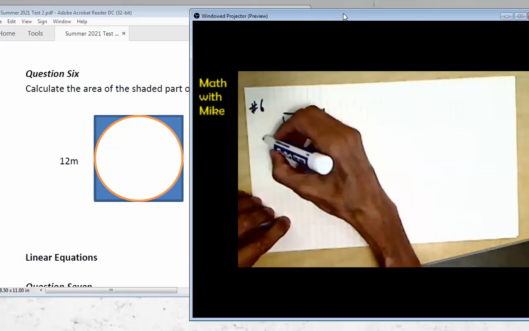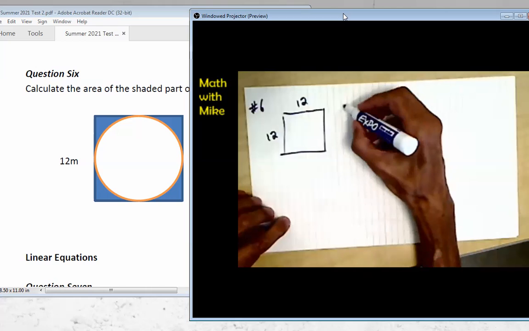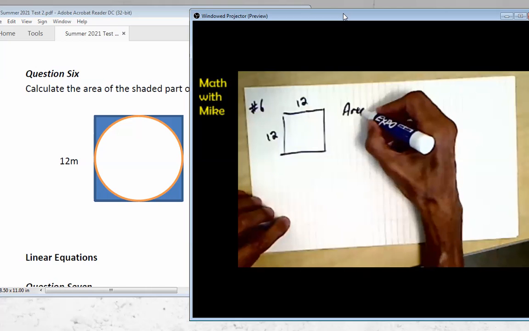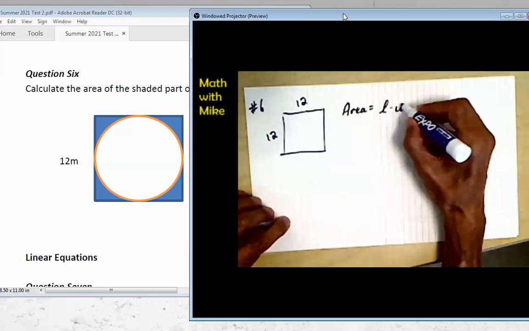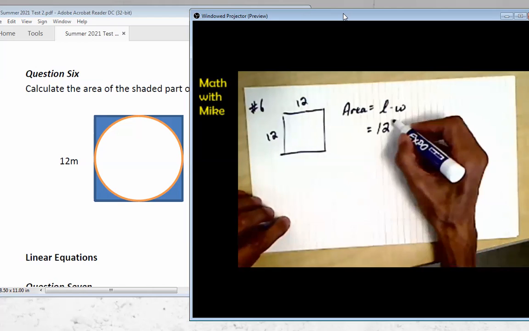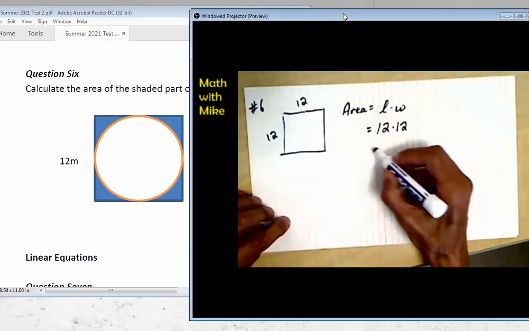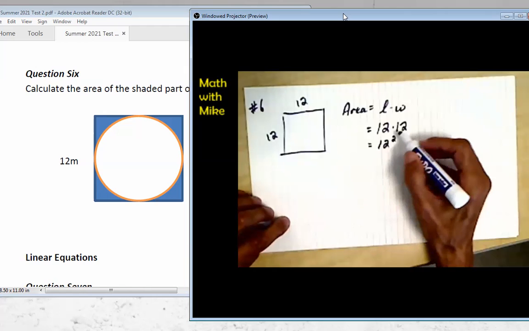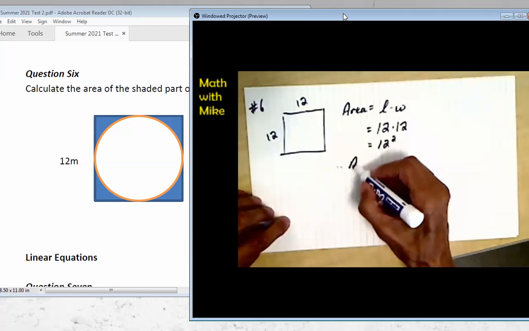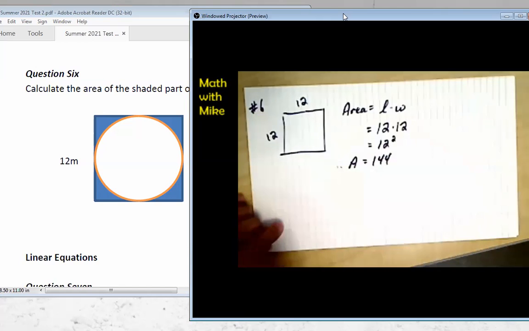So it's given as 12 there, but we can write it as 12 there. And so that means the full area is going to be length times width. The area is going to be 12 times 12, or 12 squared, which I saw. That was nice to see. And so therefore we get an area equal to 144.